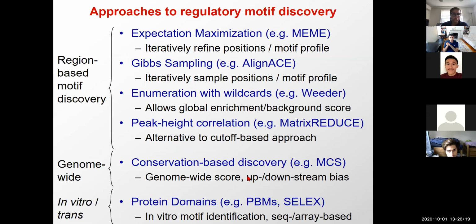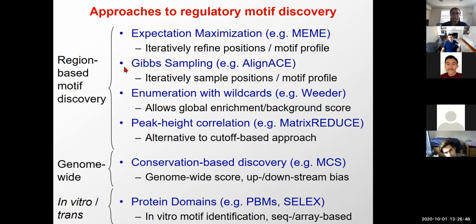So there's many approaches for discovering regulatory motifs. There's what I like to call region-based motif discovery, genome-wide motif discovery, and also in vitro or trans-acting, which basically means focused on the protein discovery. So region-based, we're going to look at two different approaches today. One is expectation maximization, which iteratively refines the positions of the motif profile.